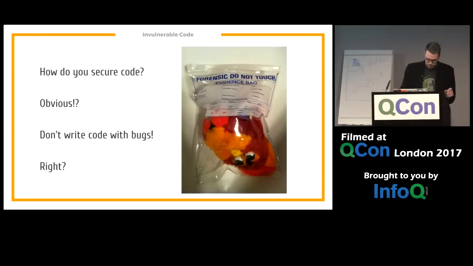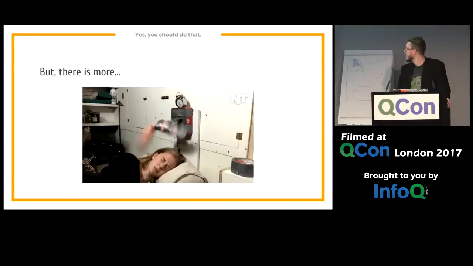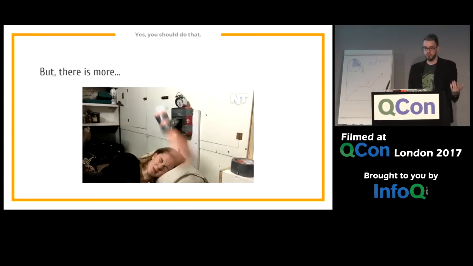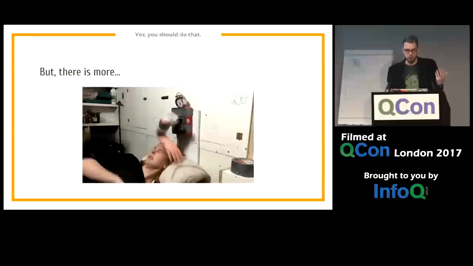So I guess now the next question is, how do you secure code? And that's probably obvious. Just write code that doesn't have bugs in it, right? It's easy. Told you you would hate me, right? So yes, you should do that, and we should strive to do that. But there is more, and it's that more that I want to talk about.